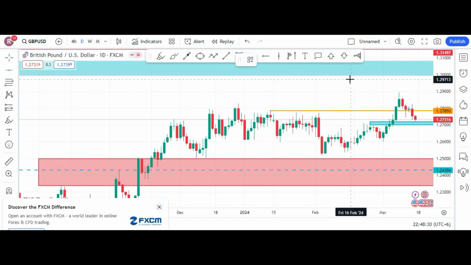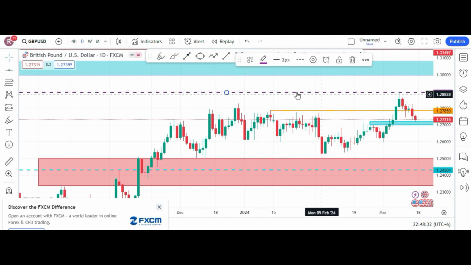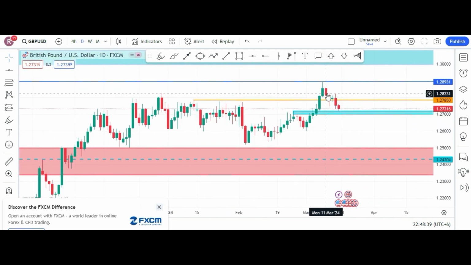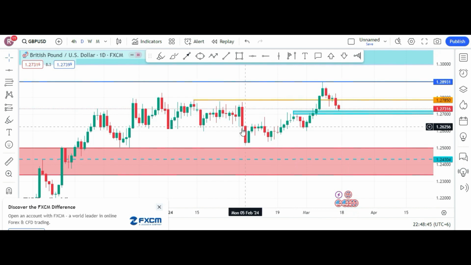So let's mark it, the daily double top, and for daily we use blue. So this is the double top that has already happened. This was the double bottom, and this is the double top officially right now. We are not considering the rest of these things because this is the bottom which created this top.